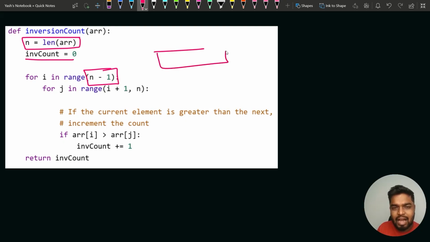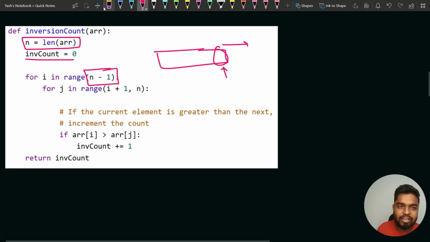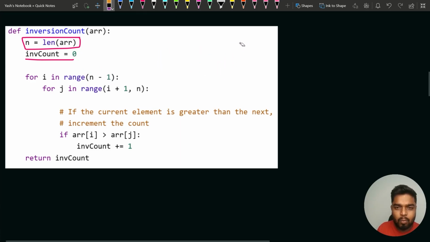Because for the last element, there will be no inversion, because there are no elements on its right side. That is why we can run the i loop till less than n minus 1. Then we'll iterate for all the indexes from i plus 1 till the end of the array. For a particular ith element, we'll check all the j elements on the right side.